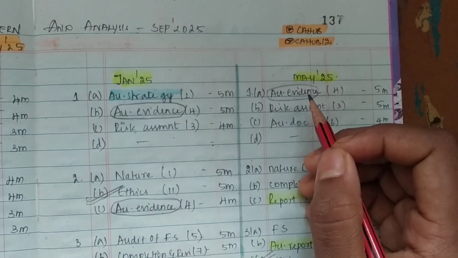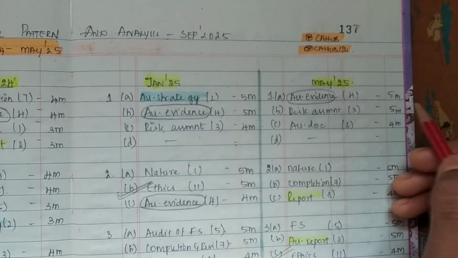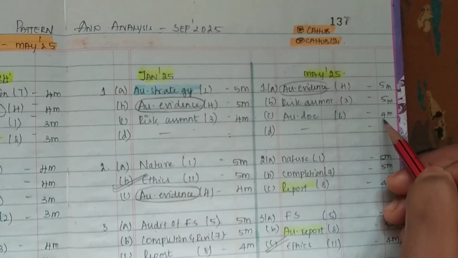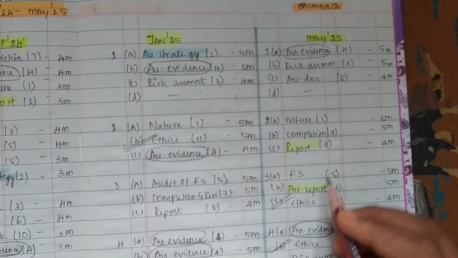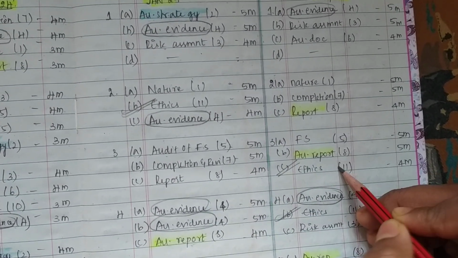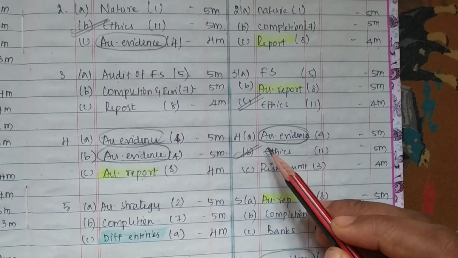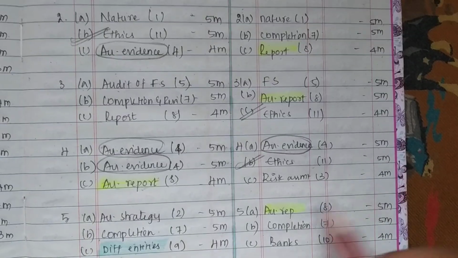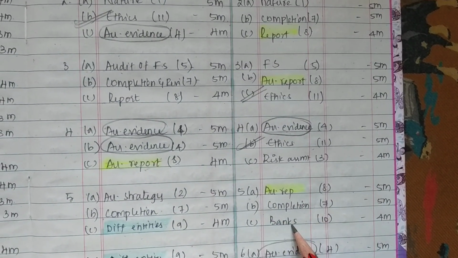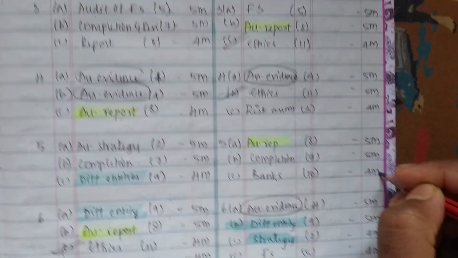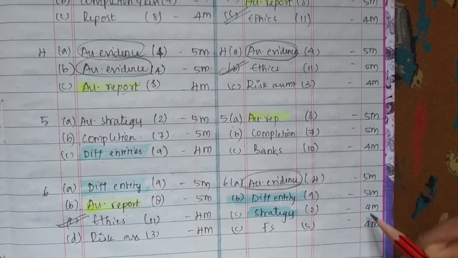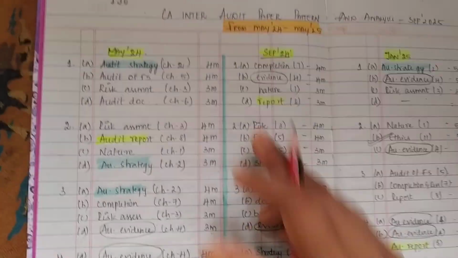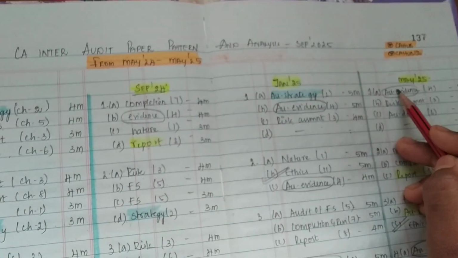Here, also in the May 25 attempt, they have asked the first question for audit evidence for 5 marks, risk assessment for 5 marks, audit documentation for 4 marks, and 2A, nature 5 marks, completion 5 marks, audit report for 4 marks. Third question: financial statement, audit report, ethics, 4 marks. Fourth question: audit evidence, ethics, risk assessment for 4 marks. Fifth question: audit report, completion and review chapter and also bank chapter for 4 marks. In the sixth question, they have asked audit evidence, different entities, strategy and financial statement for 4 marks. So this is what has been asked from the May 24 attempt to this May 25 attempt.